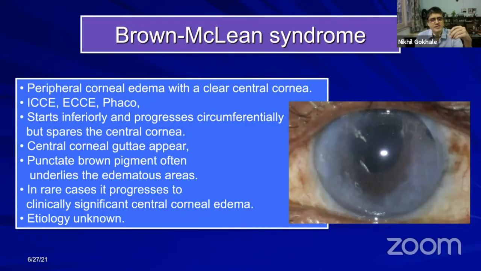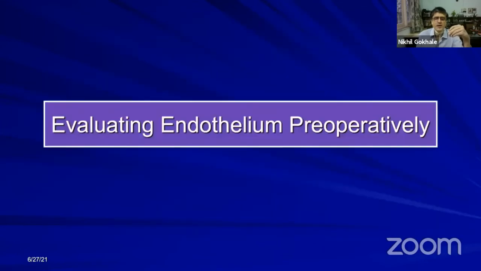Brown-McLean syndrome is a very specific entity which can come after any form of cataract surgery. Originally, it was after intracapsular cataract extraction, where you get peripheral corneal edema and pigment dusting on the endothelium. The central cornea is spared for many years, and very often you can get away without doing a surgery in these patients. The etiology is still not very clear. And therefore, it's very important that you want to avoid all these situations.